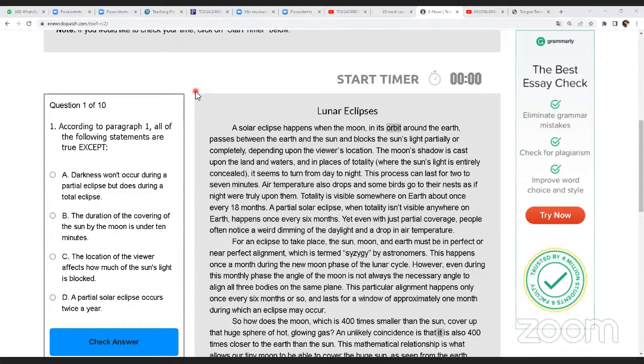All right, thank you. So here we have the first question about the first paragraph. According to paragraph 1, all of the following statements are true, except: A, darkness won't occur during a partial eclipse, but it does during a total eclipse. B, the duration of the covering of the sun by the moon is under 10 minutes. C, the location of the viewer affects how much of the sun's light is blocked. D, a partial solar eclipse occurs twice a year. What do you think?